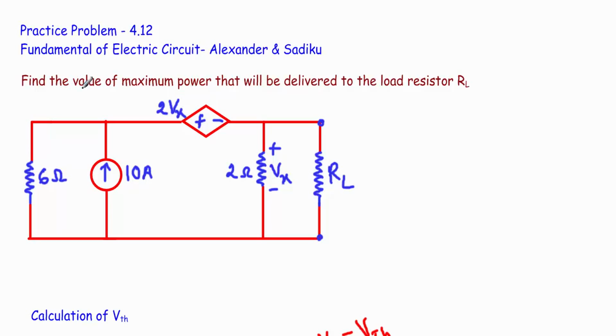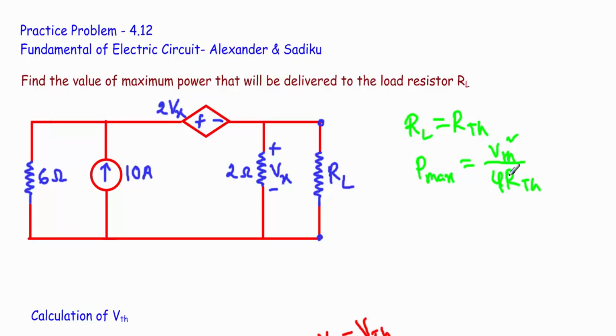For this circuit, we have to find the value of maximum power that will be delivered to this load resistor. We have to calculate the maximum power that will be received by this load resistor. We know that a load resistor will receive maximum power when the load resistor is exactly equal to the Thevenin resistor, and that value of maximum power will be equal to Vth square divided by 4 RTh.